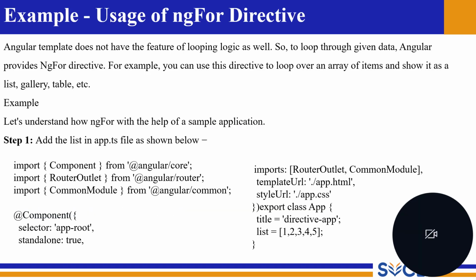Next one is the usage of the ngFor directive. Here the Angular template does not have a feature of looping logic as well. So to loop through given data, Angular provides the ngFor directive. For example, you can use the directive to loop over an array of items and show it as a list, gallery, table, etc. So in step 1, you have to add the list in the app.ts file as shown below. You have to add the list, like 1, 2, 3, 4, 5.